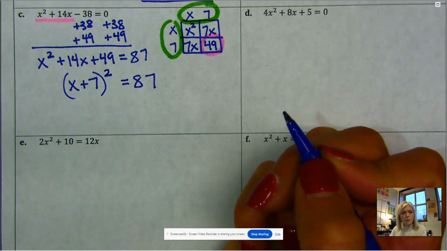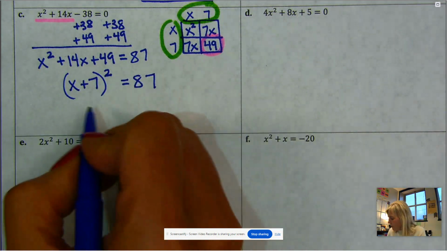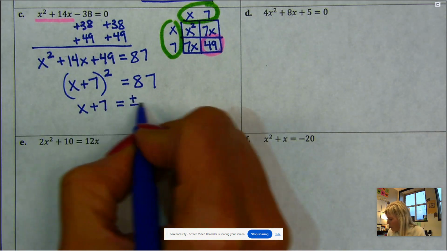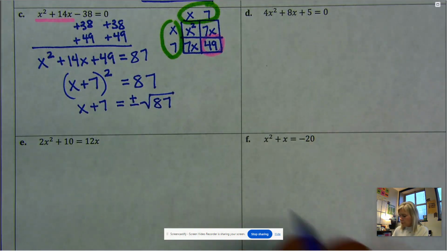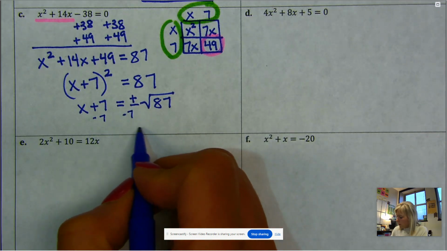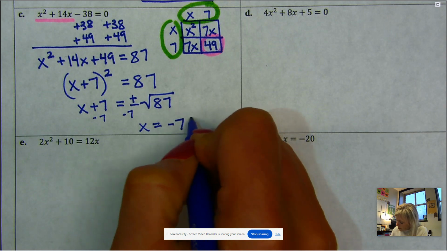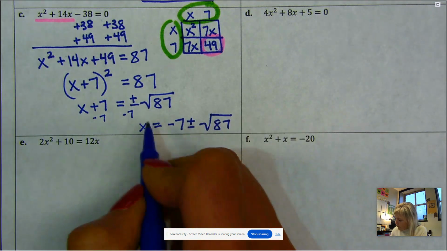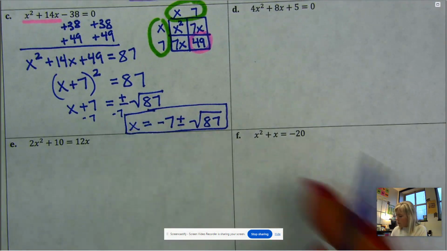And now we're almost done. So if x plus 7 squared equals 87, then x plus 7 equals the positive and negative square root of 87. Now I just subtract the 7 to move it over, and I end with x equals negative 7 plus or minus the square root of 87. Oops. Final answer.